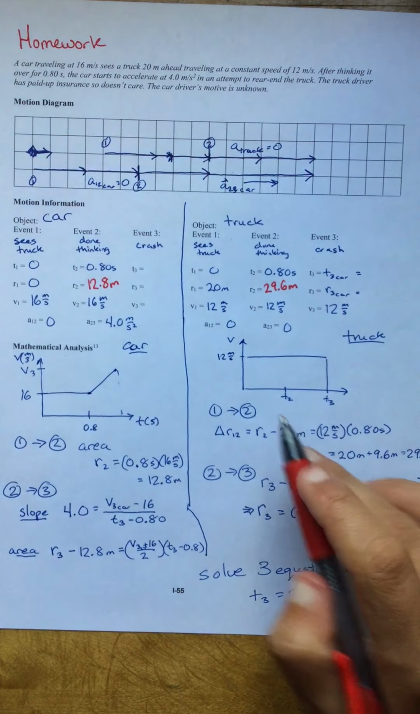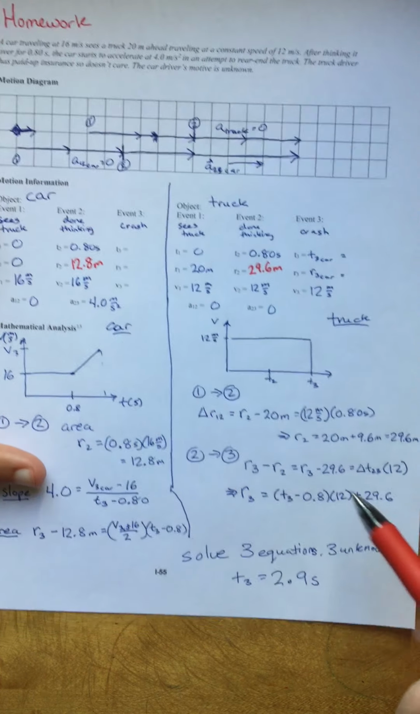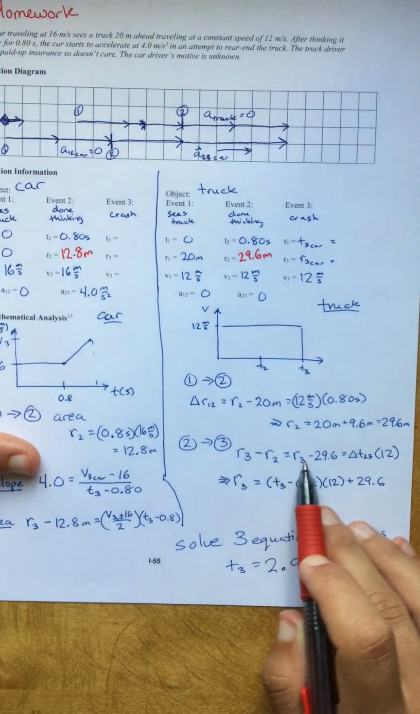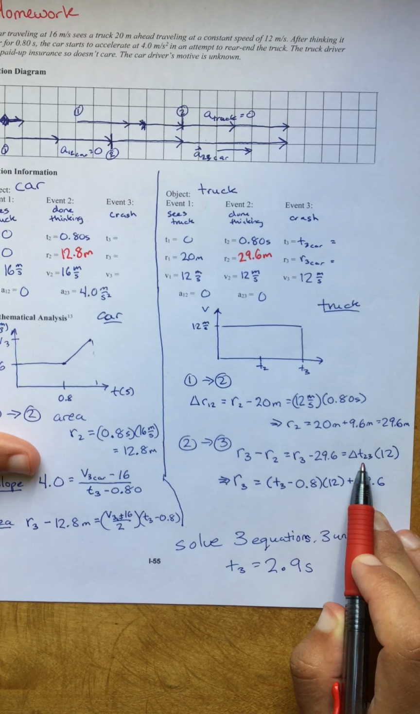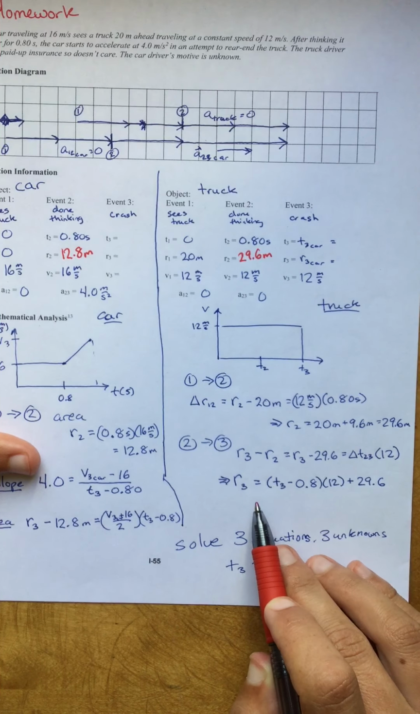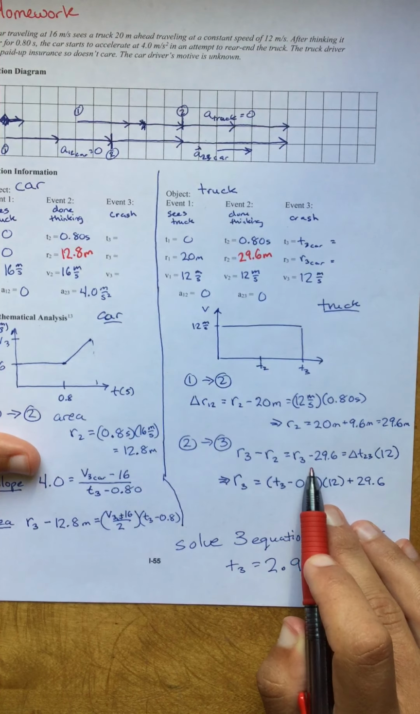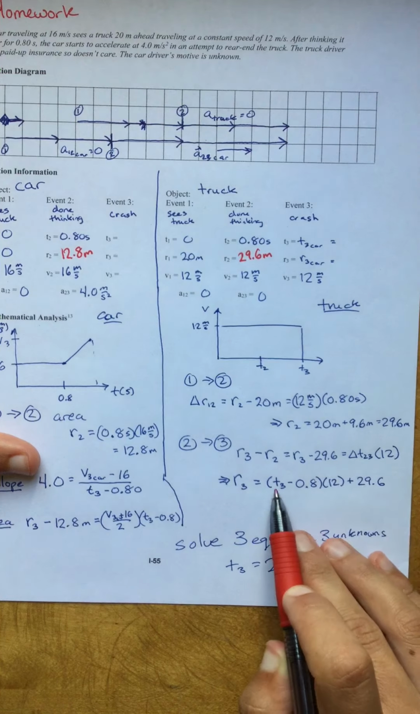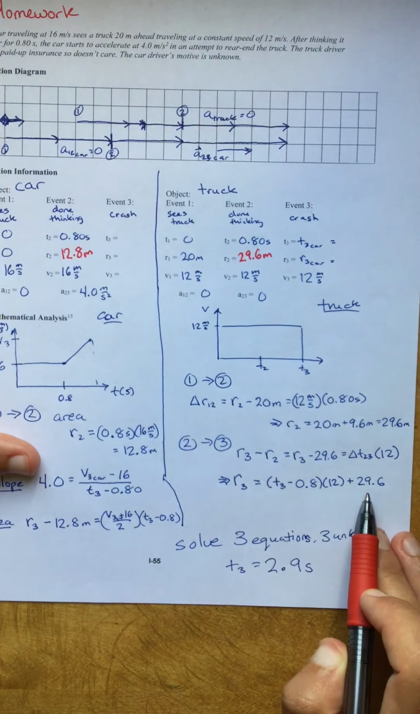Then I go from event 2 to event 3. There is nothing interesting to do with the slope since it was flat for both the car and the truck between event 1 and event 2. So for the truck, when I go from event 2 to event 3, R3 minus R2 is R3 minus 29.6. Since the acceleration is still 0, the area underneath the curve is delta T23 times 12. And R2 is equal to 29.6. I can bring that over to the other side. It was minus R2, so now it's plus 29.6 on the other side. Delta T23 is T3 minus 0.8.